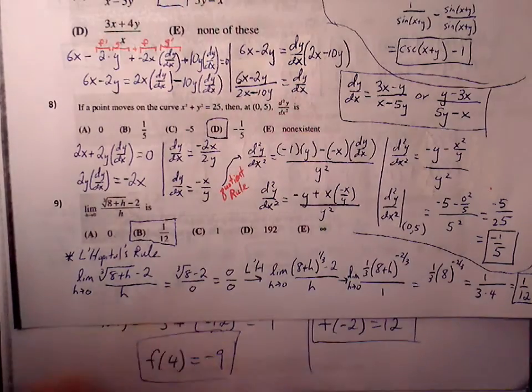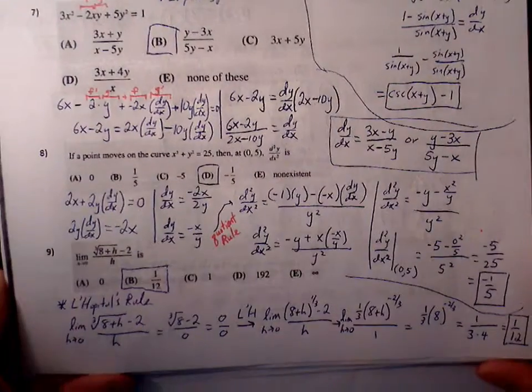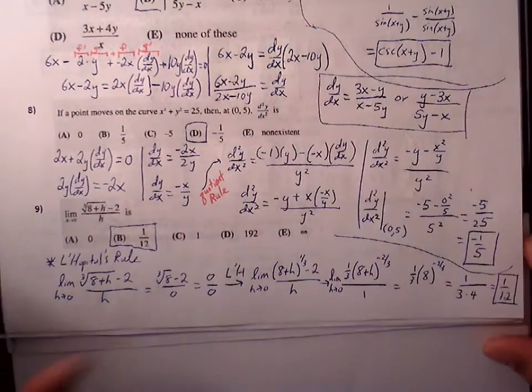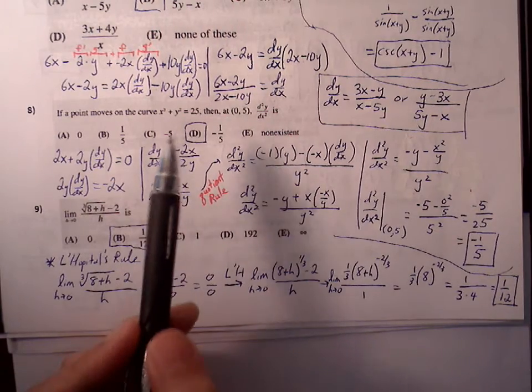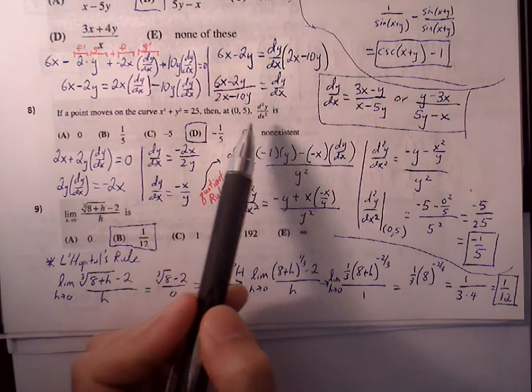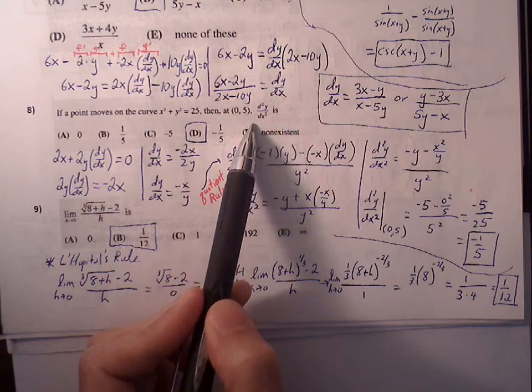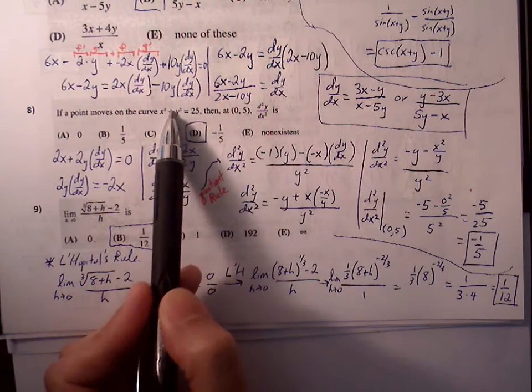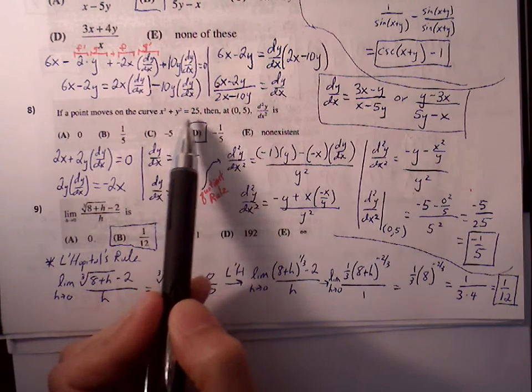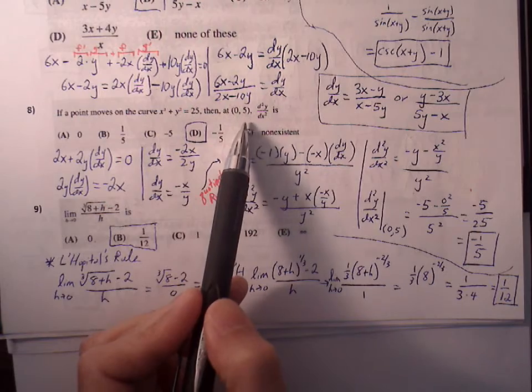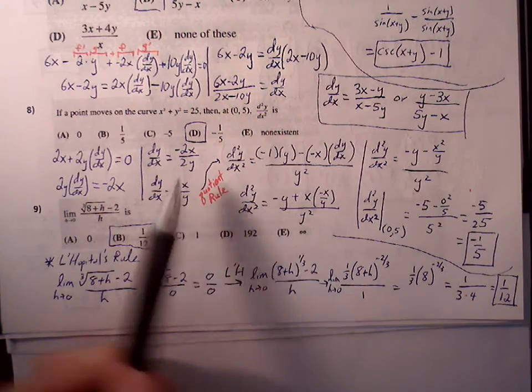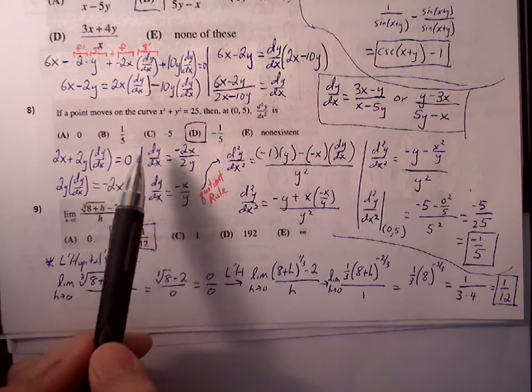All right, number 8. If a point moves on the curve of x squared plus y squared equals 25, then at the ordered pair, the second derivative is equal to... okay, so second derivative, but we have y's in our equation. We know we have to go through implicit differentiation, and we have to go through this process twice. Okay, so let's find dy dx first.